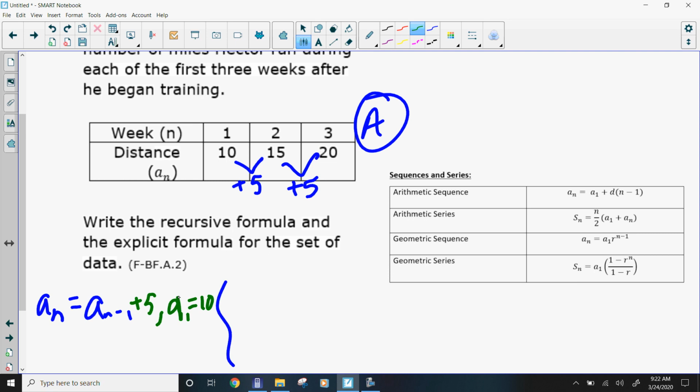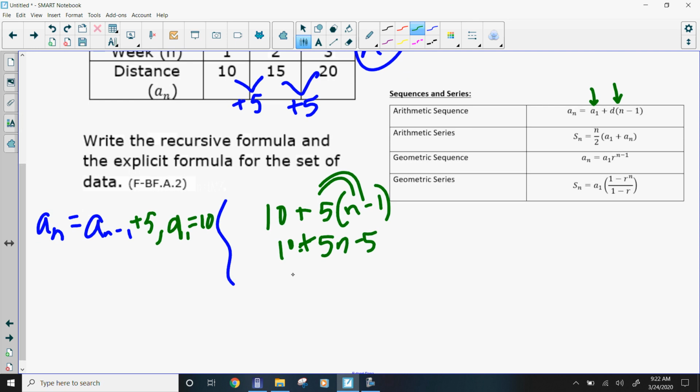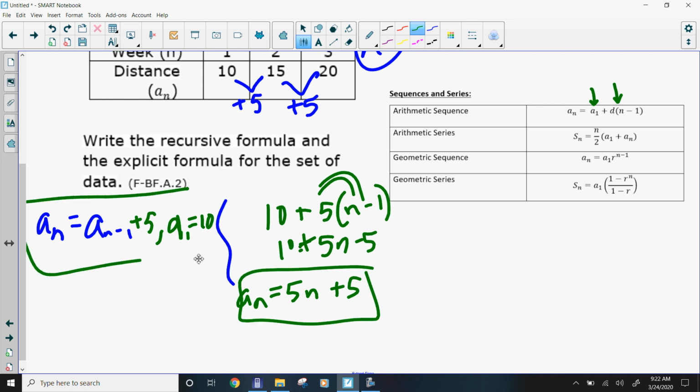In the explicit formula, we're just going to plug in A1, plug in the D, and then we're going to simplify that. So A1 is 10. Common difference is 5. We got n minus 1, and then we distribute. So you got 5n minus 5 plus... I don't know why I keep putting an equal sign. And then we combine like terms there. So we've got 5n plus 5. A sub n. There's our answers for each part.